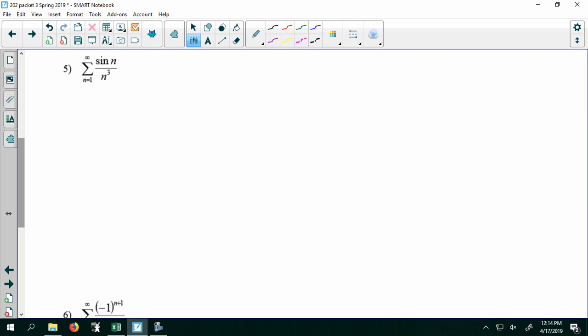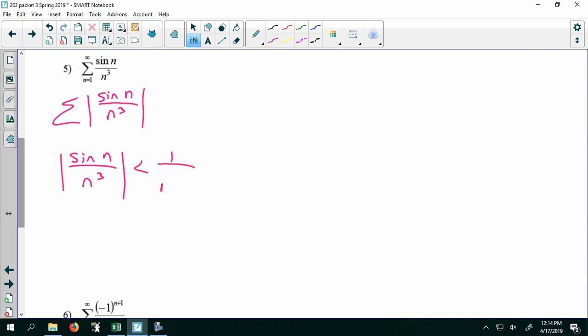Sine n over n cubed. Start with the absolute value. Well, the sine of n is always trapped between -1 and 1. And if you take the absolute value of the sine, it will always be less than 1. So the absolute value of sine n over n cubed is definitely less than 1 over n cubed. The absolute value of sine n will always be smaller than 1.